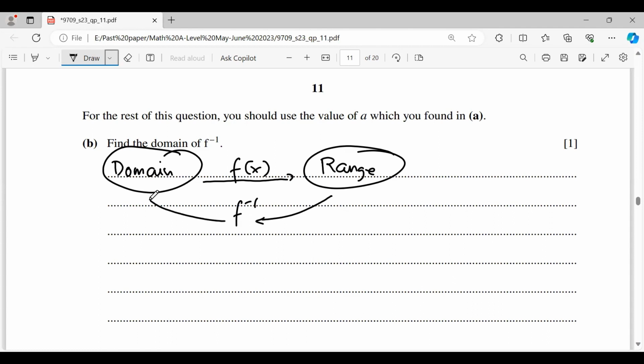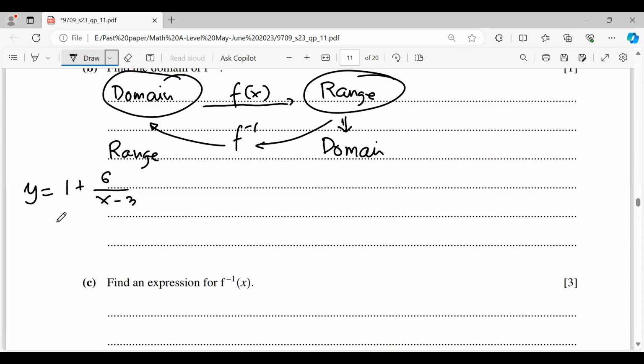For F inverse, we're going to have the domain of fx. So it means in this case that range is the domain for f inverse and the domain of fx is the range for f inverse. If you sketch the graph y equals 1 plus 6 over x minus 3, it is the rational graph, okay?